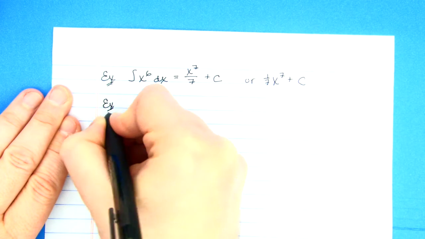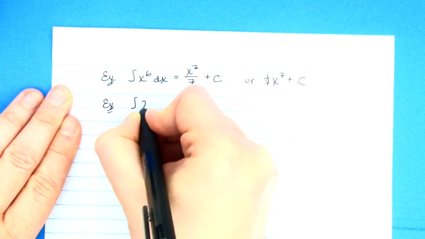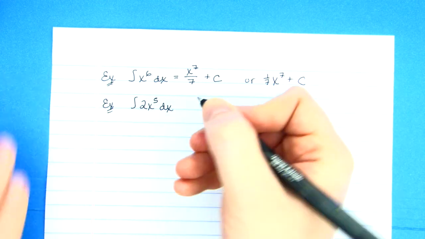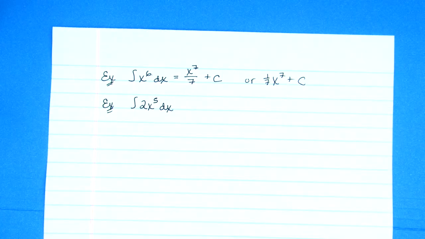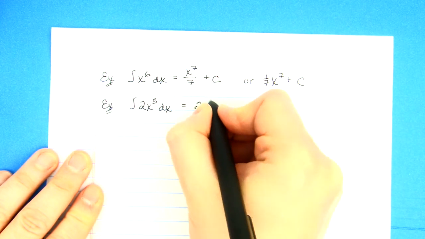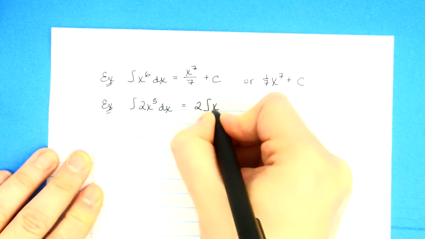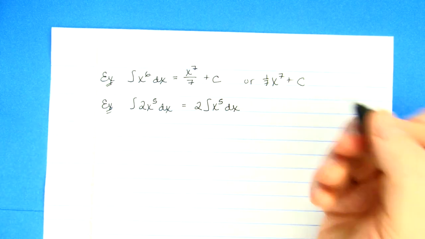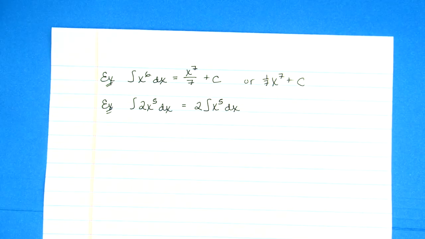If we have something like this, the integral of 2x to the 5th dx, our constant multiplier rule says we can take that 2 and move it out front. So I can make this 2 times the integral of x to the 5th dx. How about you see what you can do here? Take a moment, see if you can figure this out.